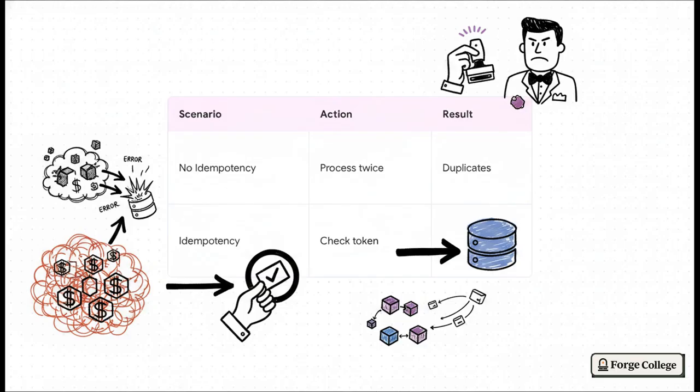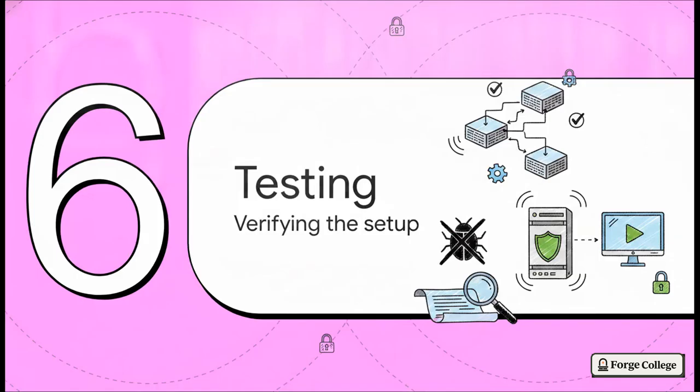But with idempotency, it's like getting a hand stamp at the club. When the provider retries, we check our Redis store, see the stamp for that specific event ID, return a 200 OK to keep the provider happy, and safely ignore the payload. We do not double dip. And finally, Section 6, Testing.